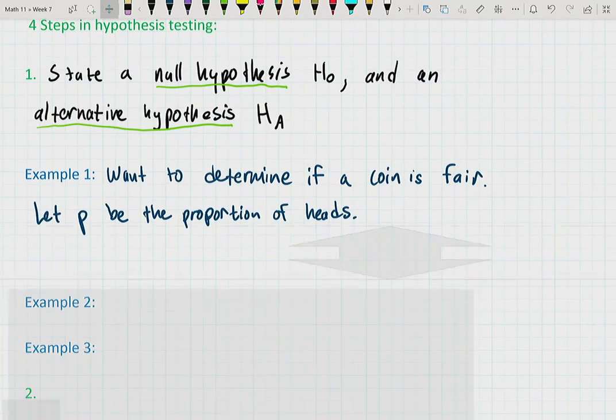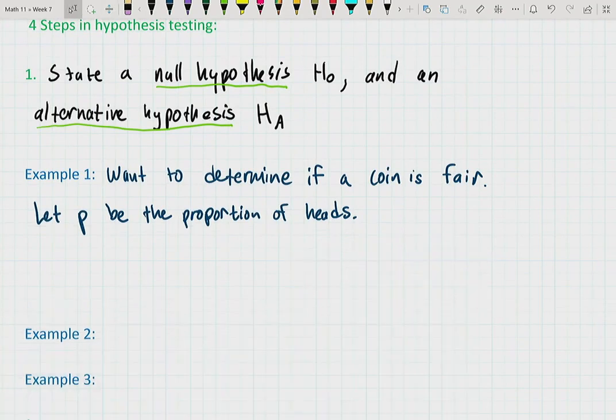Now, as I said, the null hypothesis is like the boring one. It's that there's no effect. It's that we see just what you would expect to see, which in this case, the null hypothesis would be that it is a fair coin, and you just get heads half the time. The alternative hypothesis is that it's not fair, which is that the proportion of heads is not 1/2.